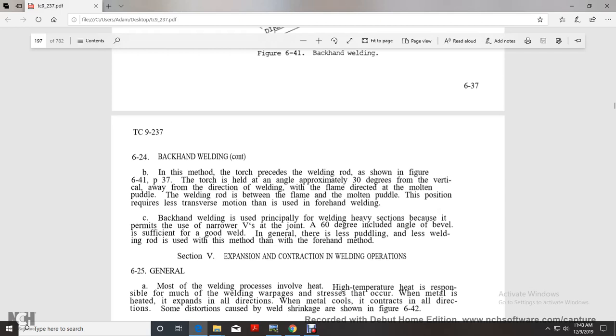The welding rod is between the flame and the molten puddle, a position that requires less transverse motion than forehand welding. Backhand welding is used principally for welding heavier sections because it permits the use of narrower V's at the joint, with a 60-degree angle, and the installation of good welds in general. There is less puddling and less welding rod used than with the forehand method.